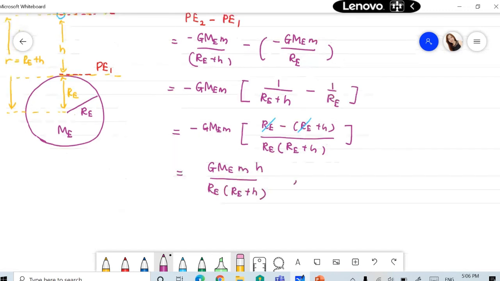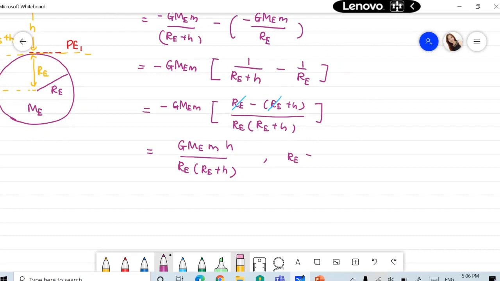plus h. I assume that Re is much larger than h, so h is very small. I assume that h is very small, approximately equal to 0, so I can ignore this h. I will get GMe m h divided by Re squared.